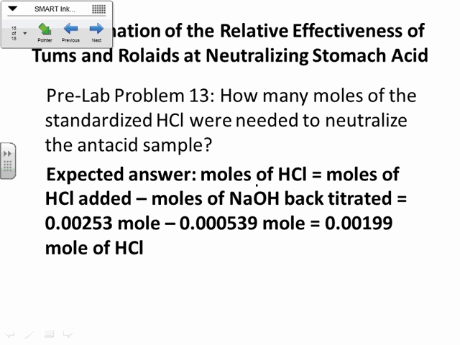So you take the 0.00253 minus the 0.000539, and it should give you 0.00199 moles of HCl, okay? So that is the amount of HCl that was needed to neutralize the antacid sample, okay? And then all the HCl that we added after that was just extra HCl. And we figured out how much extra we had by back titrating, adding the NaOH back in and seeing how much it took to neutralize the solution, okay?